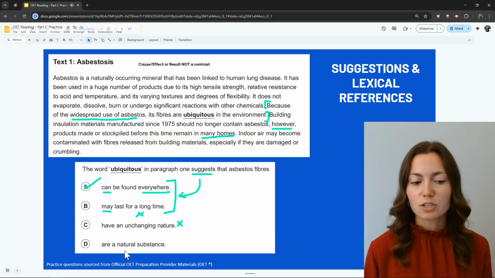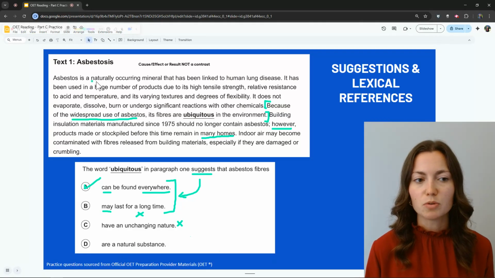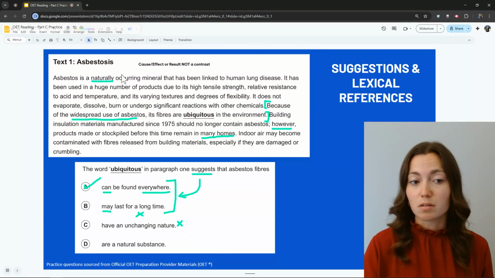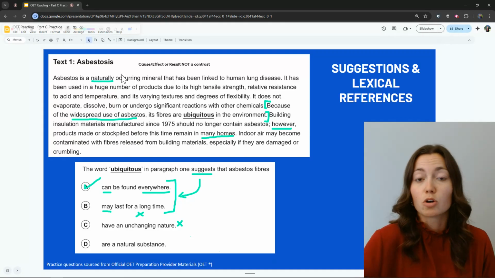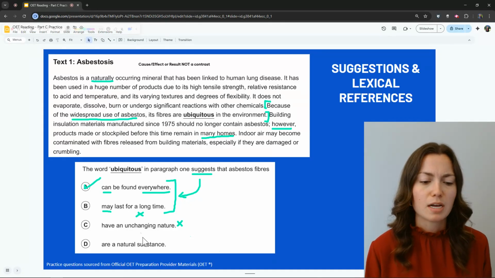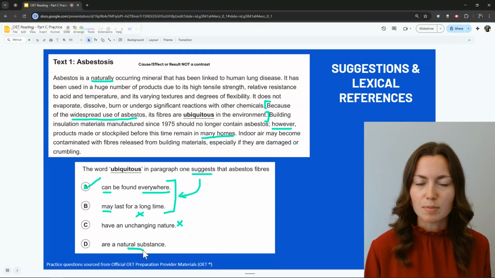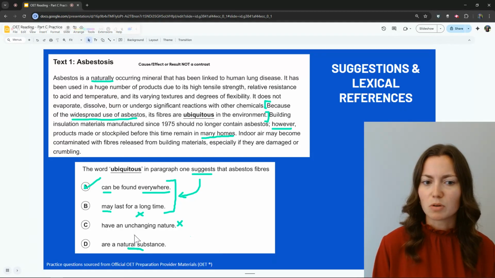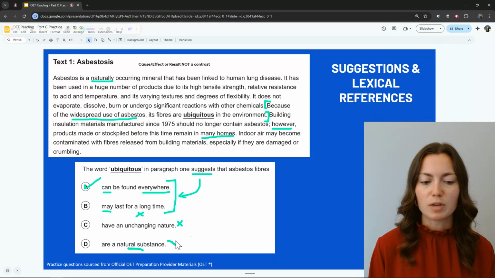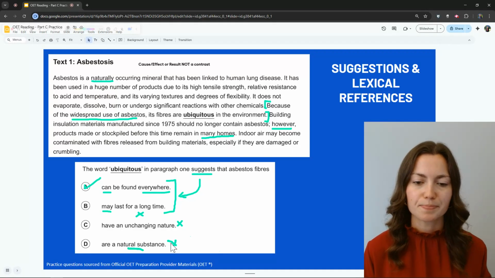And then are a natural substance. Be careful there. We do have the word naturally up here, and it is talking about it being natural in its occurrence as well. That was the word I was looking for. So yes, that's a statement. That's a fact, but that's not related to the word ubiquitous. We don't have that connection there. So that's a problem when we are given these statements, but they're missing that connection.